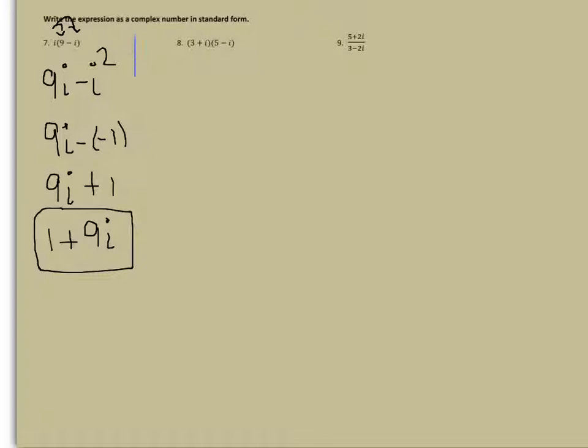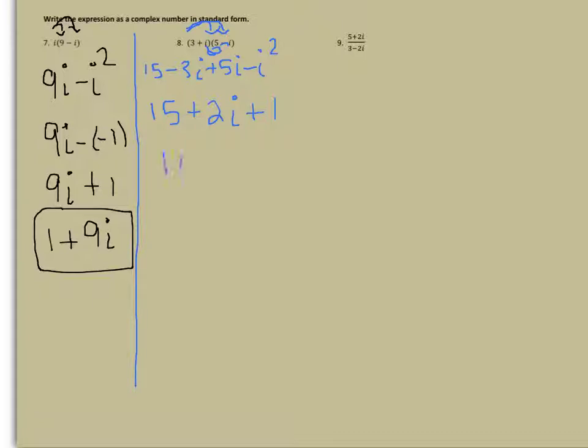So this next one, 3 times 5, 15. 3 times negative i, negative 3i. i times 5, plus 5i, minus i squared. So I get 15 plus 2i plus 1, because i squared is negative 1 times a negative becomes a positive there. So I get 16 plus 2i.